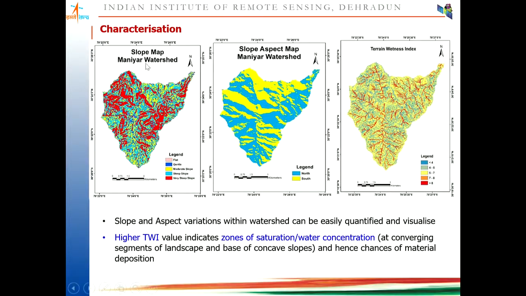You can generate the slope map, aspect map, and this is the generated terrain wetness index map. This index map gives you a very good idea: the higher values show where most of the runoff water accumulation or saturation zone is. So you can say this red value is more than 8. This red is showing that water is flowing along this line.